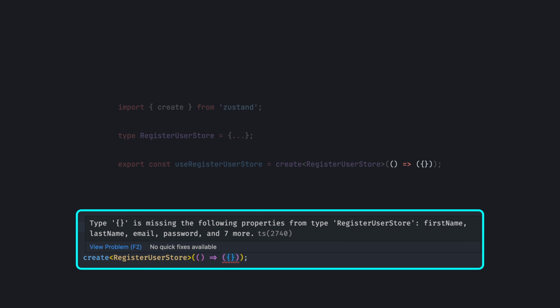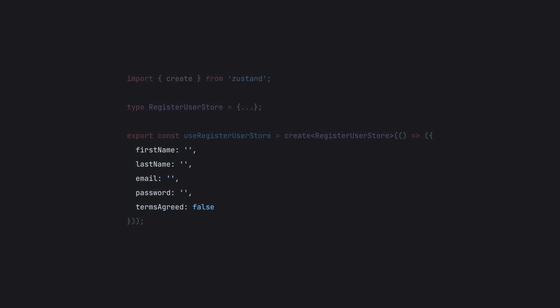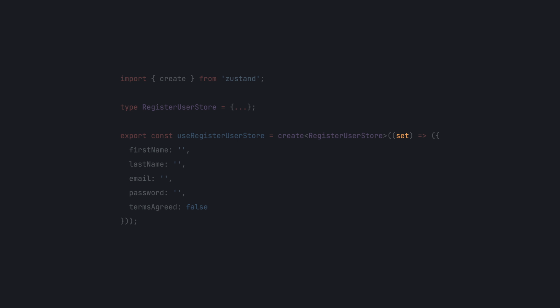An easy fix for this is to add the properties that are missing and implement the functionalities for them. Let's set the normal properties to the default value. The last step in the store is to implement the setters. It looks very similar to setState from React, but with a taste of Zustand. Add a set parameter to the function. With the set function, you can update the state of the store.